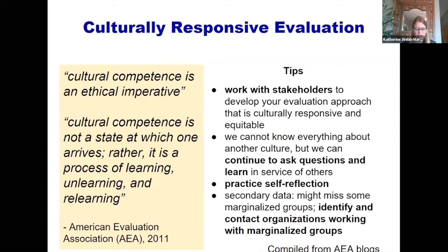We want to practice self-reflection, which means thinking about what are our own perceptions? What are our own biases? And just recognizing that the culture we belong to affects how we perceive things and our own behaviors. And then specifically when using secondary data, and Vikram's going to talk about this in a minute, sometimes secondary data might miss marginalized groups. And if that's the case, then you might want to consider contacting organizations that work with those groups if they're part of your key clientele base.